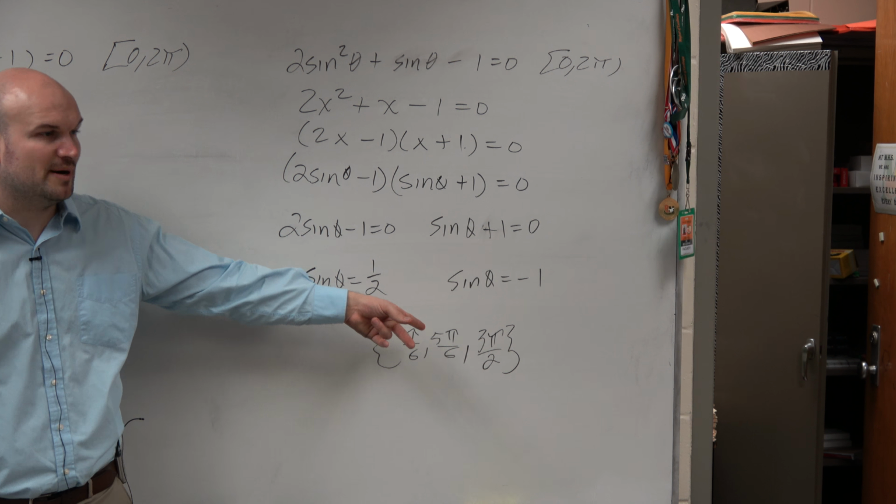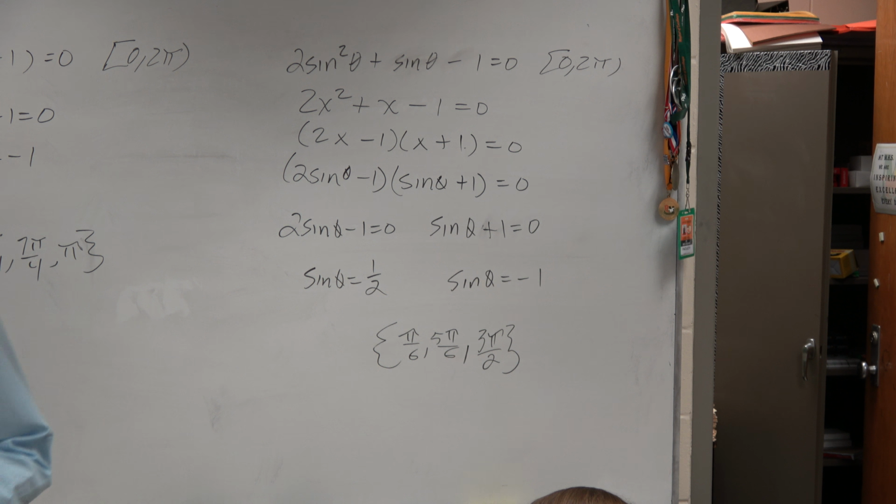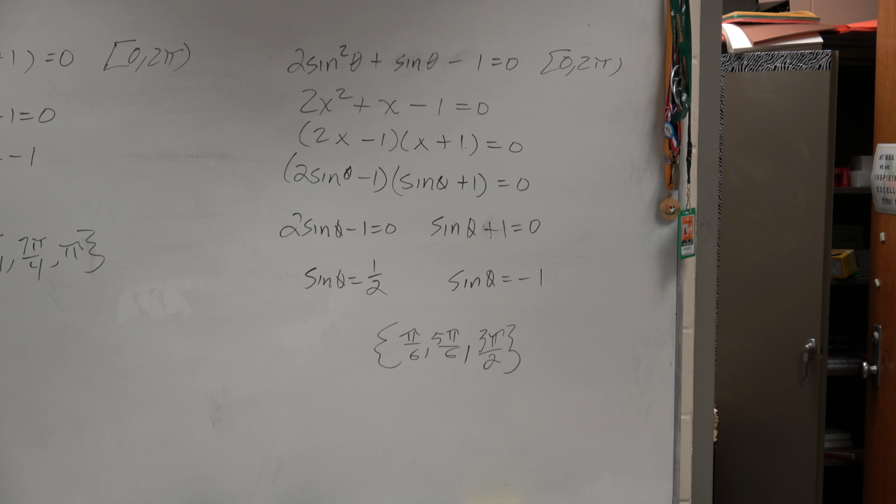Right? And you can't do -pi/2 because it's not in the quadrant. OK? Because over here, 3 pi/2, the y coordinate is -1. Sine is equal to -1.